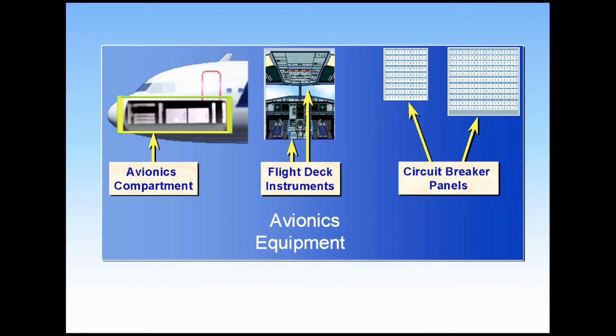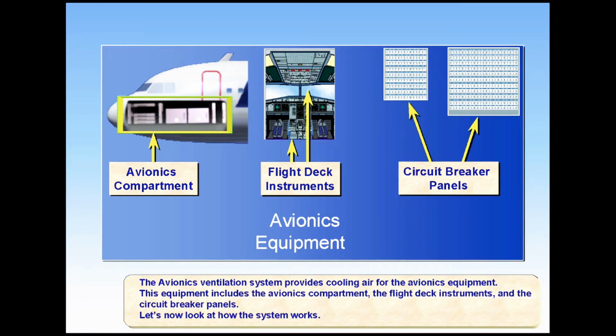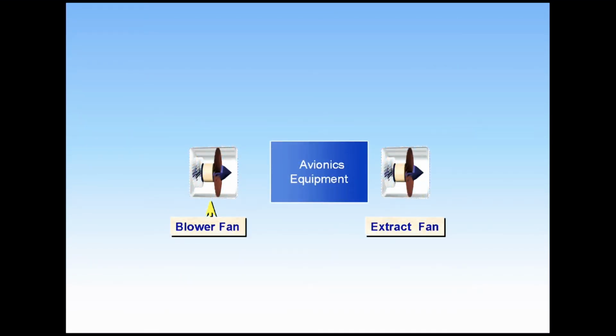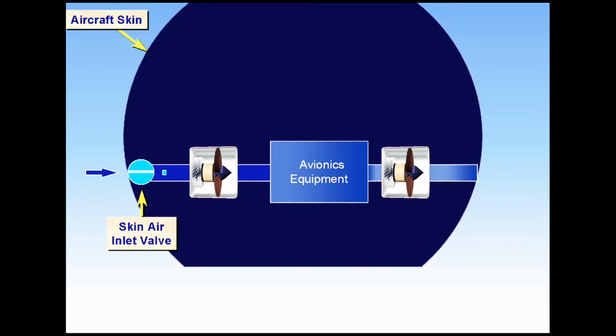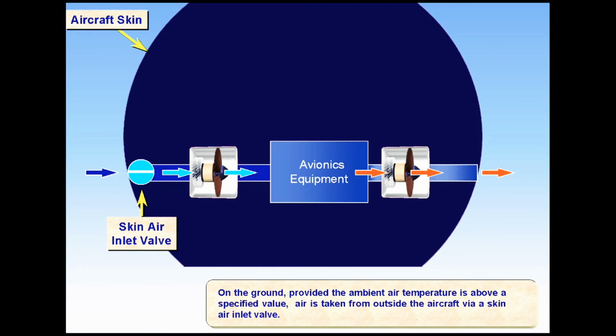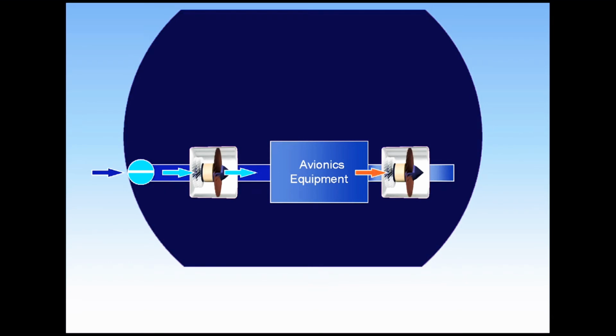Let's now look at how the system works. Air is circulated by two fans, a blower, and an extractor. These fans operate continuously as long as the aircraft electrical system is supplied. On the ground, provided the ambient air temperature is above a specified value, air is taken from outside the aircraft via a skin air inlet valve. The air is blown through the avionics equipment, extracted, and then discharged overboard via an extract valve. This is known as open circuit configuration.